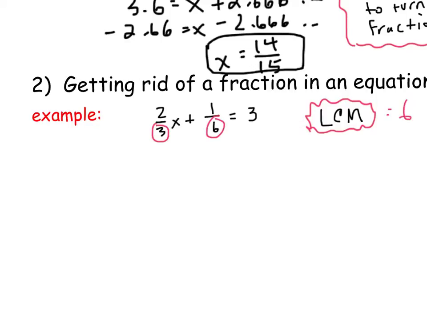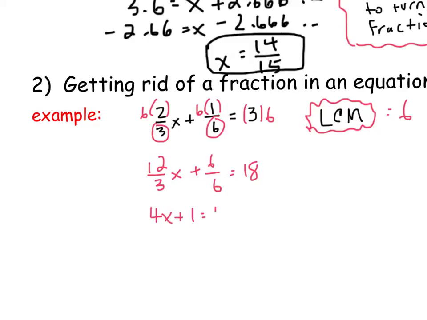And so I multiply every term in this particular problem by 6. What you end up with is 6 times 2 over 3, or 12 over 3x, 6 times 1 over 6, and then 3 times 6 is 18. So this just becomes 4x plus 1 equals 18. You subtract 1. This doesn't come out pretty, but this is how you work with fractions. So you divide by 4, and you finish this question: x equals 17/4.